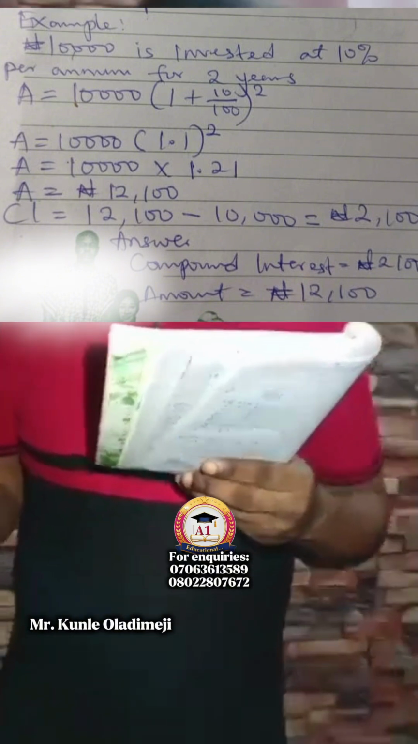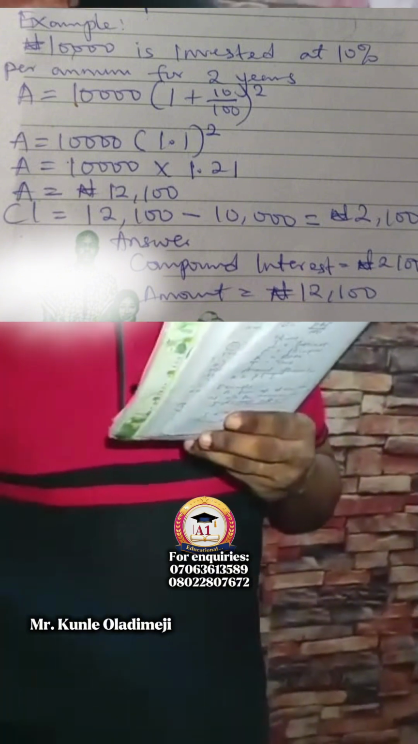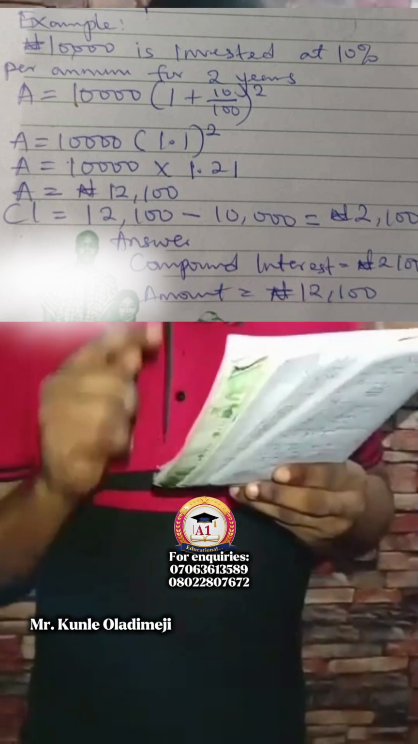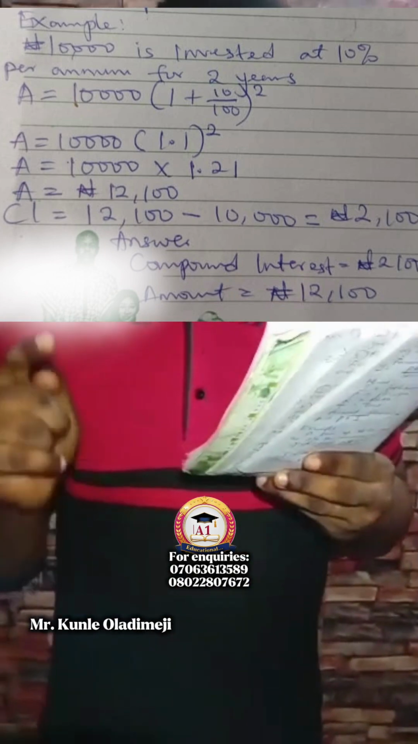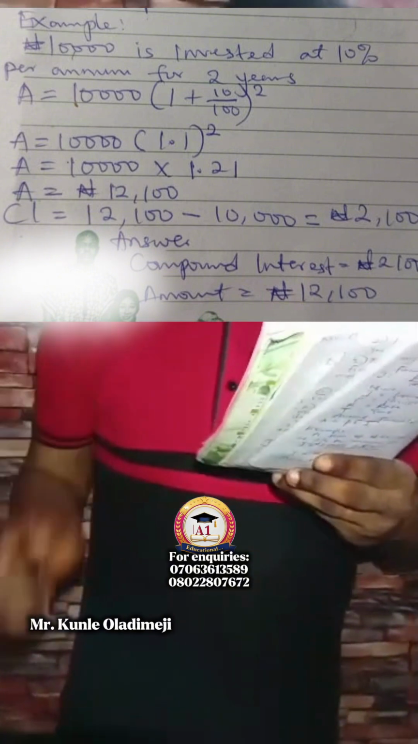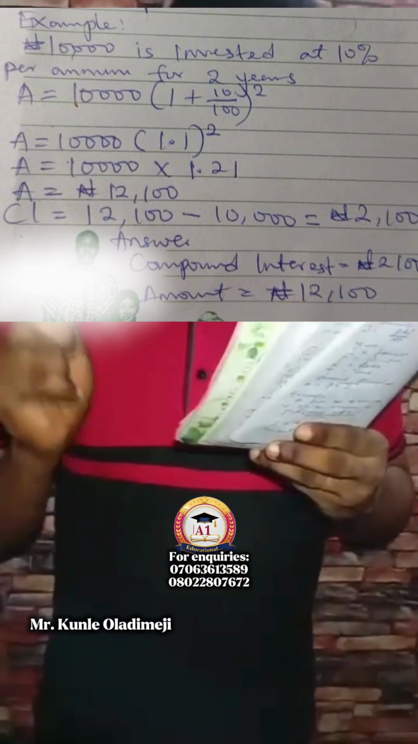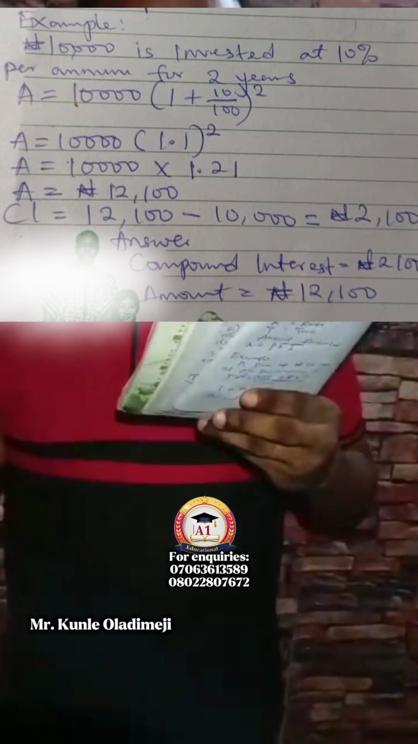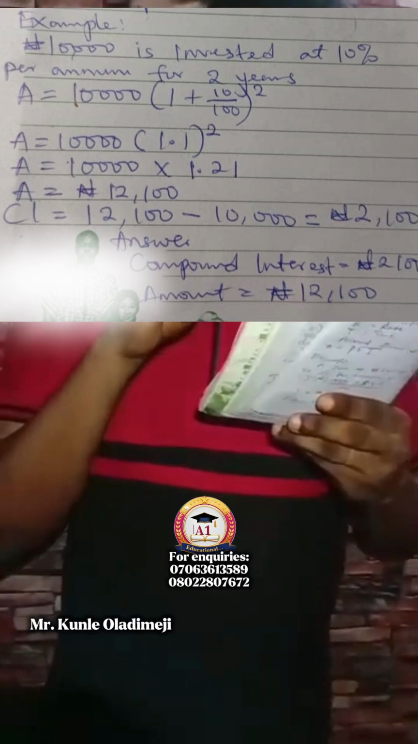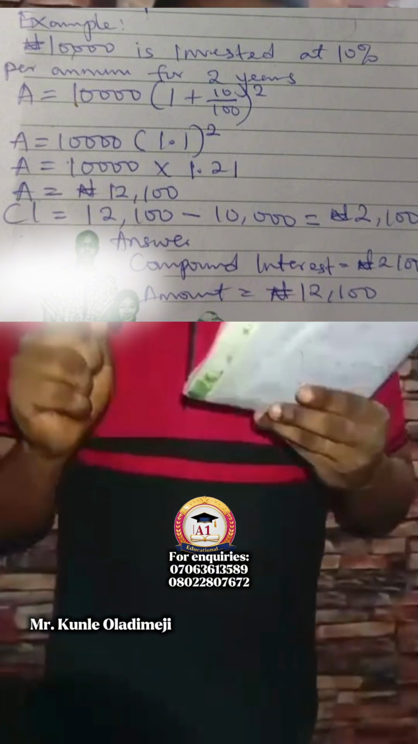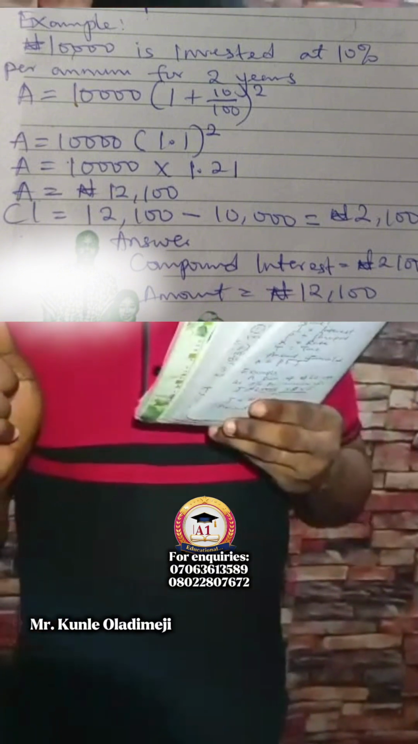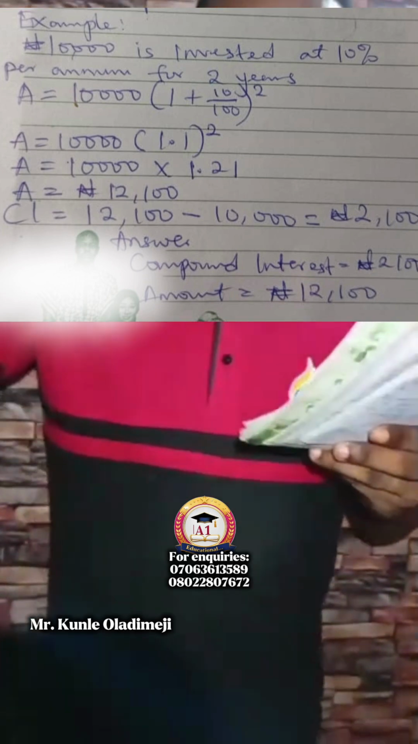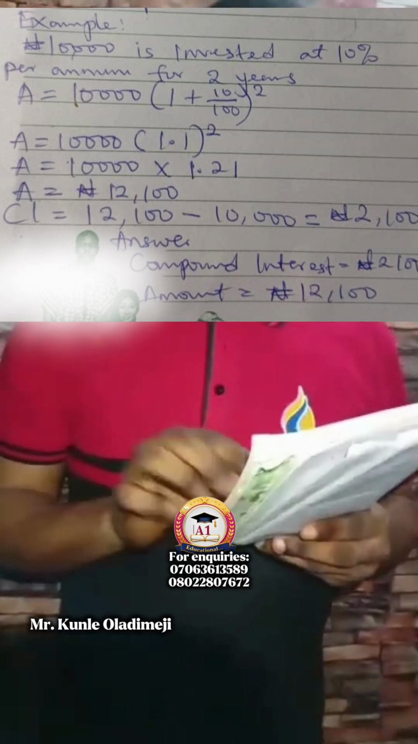Example again: 10,000 is invested at 10% per annum for 2 years. This question is quite different from the simple interest. When you look at the amount, which is 10,000, open your brackets, then 1 plus 10 over 100. Now the rate in the question is 10%. That is 10 over 100, raised to power 2. After you close the bracket, you square it. I will send the example also in the course of this video.